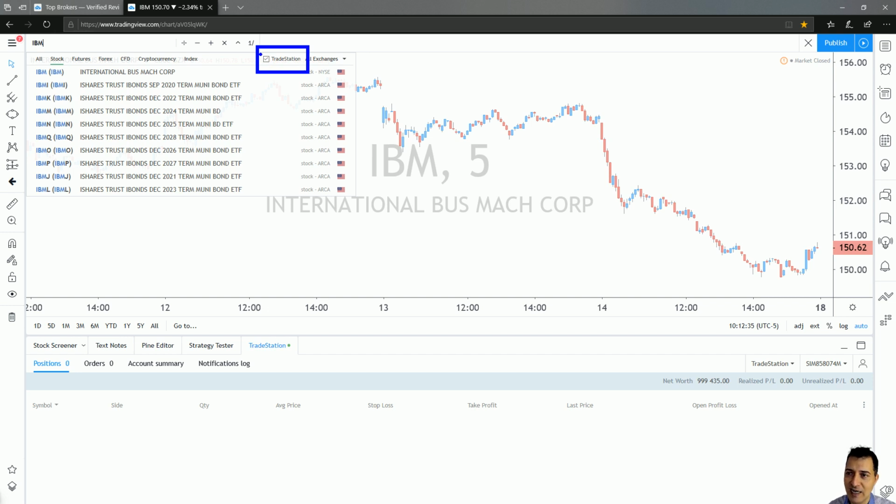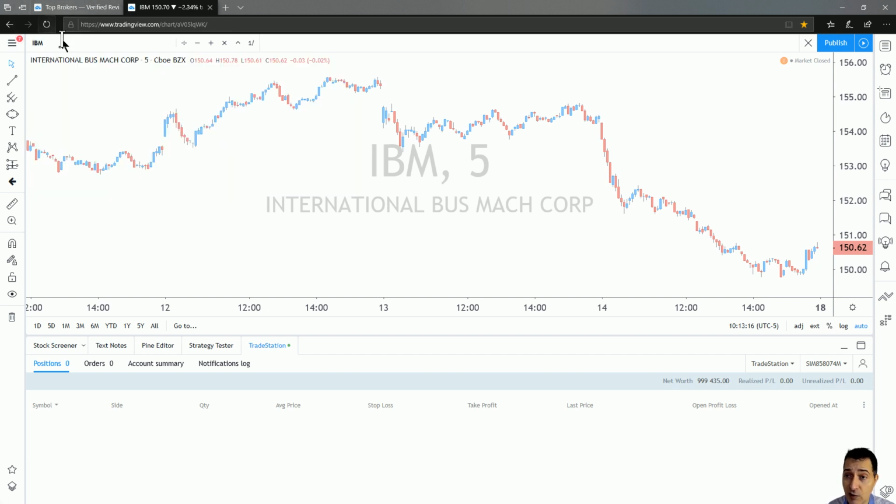So if I check mark that TradeStation box, what does that mean? It means that the data I got on the screen right now for IBM is coming from the TradeStation network. It's not coming from the CBOE CZX exchange. It is coming directly from TradeStation, which is pure data coming from the exchange directly. And I get it for free. Same, free and real time.